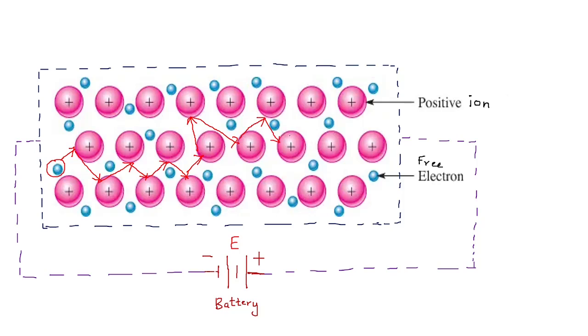From here, it can come to this positive ion. It gets collided here, again here, again here, and then it can go to the attraction moment towards the positive terminal of the battery. So this can be the movement of the free electron when it is colliding with the positive ions in the semiconductor.